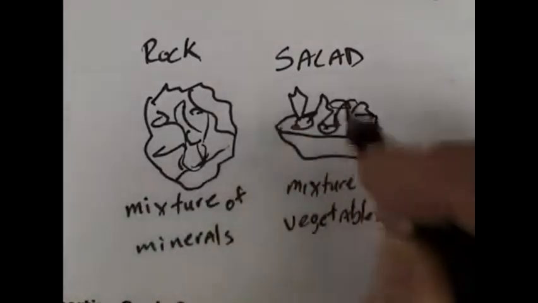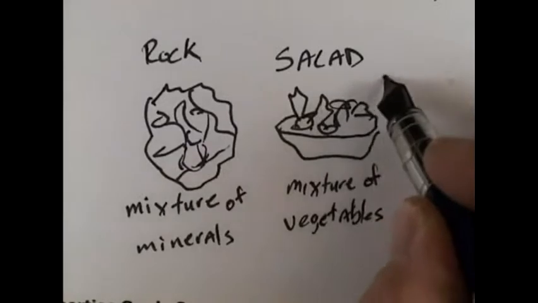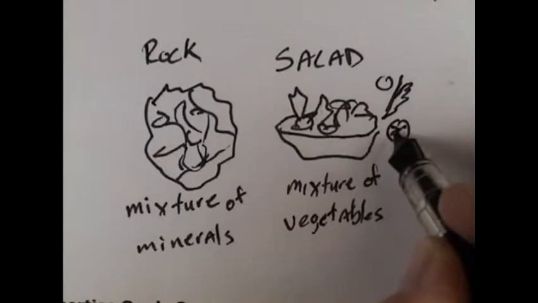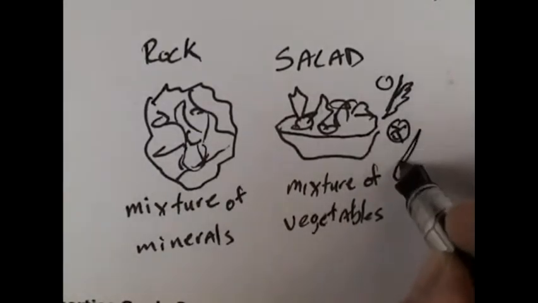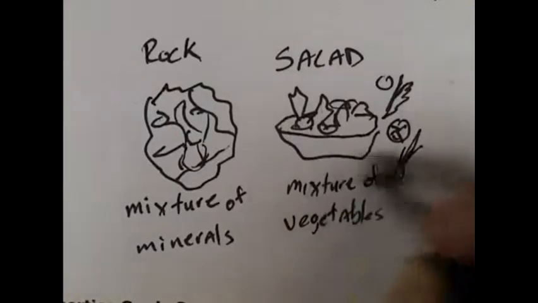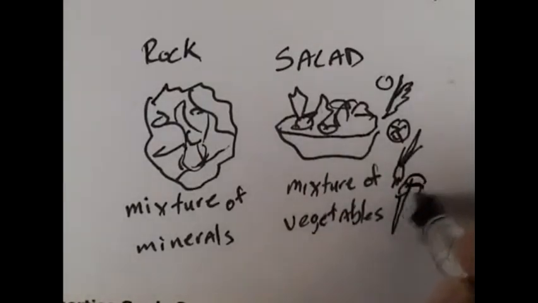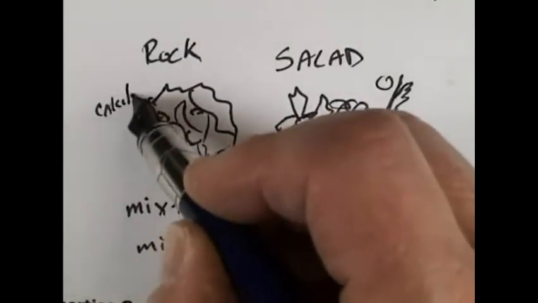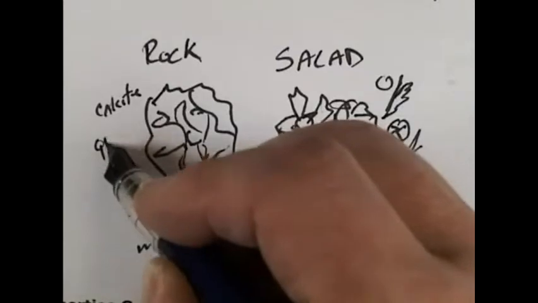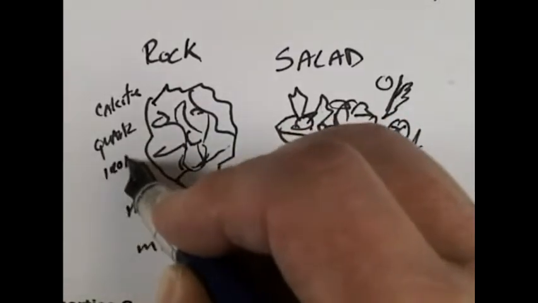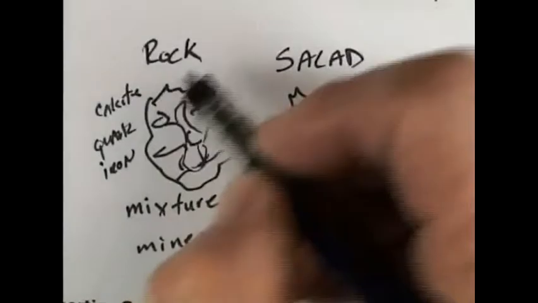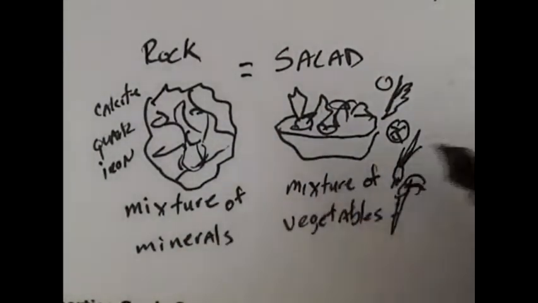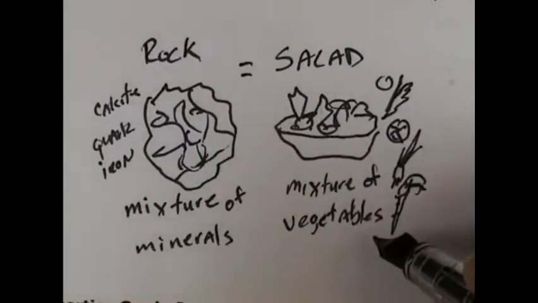And so just like a salad can have tomatoes and lettuce and cucumbers and onions and carrots in it, a rock can have calcite, and it can have quartz, and it can have iron and different minerals in it that make it up. So a rock is like a salad because a rock is a mixture of minerals. A salad is a mixture of vegetables.